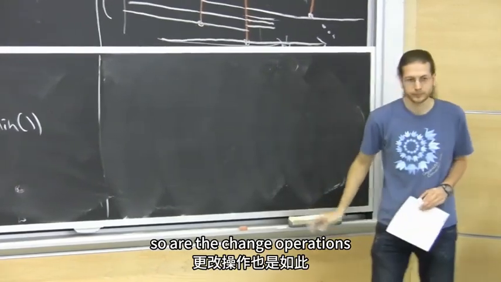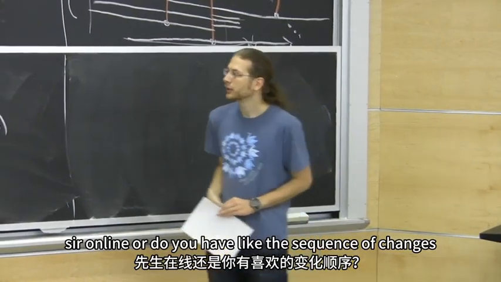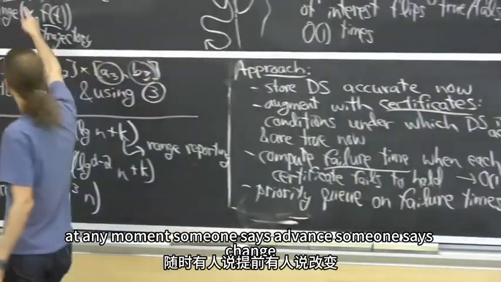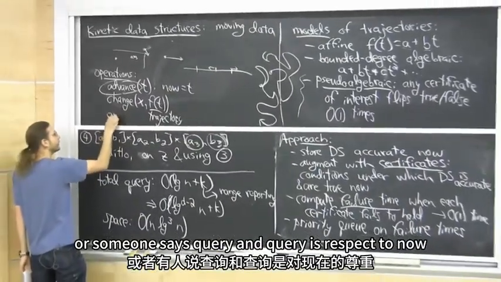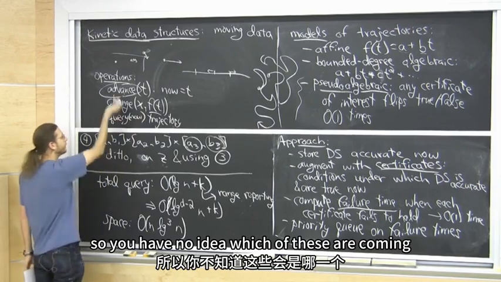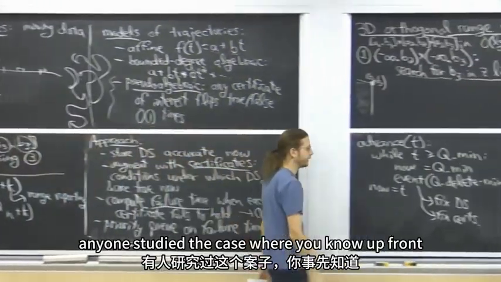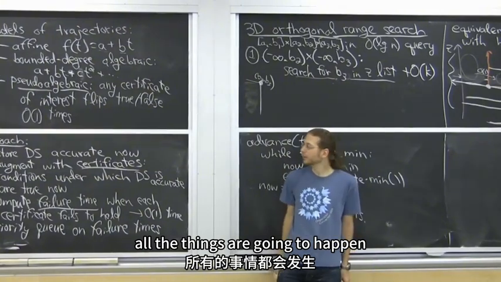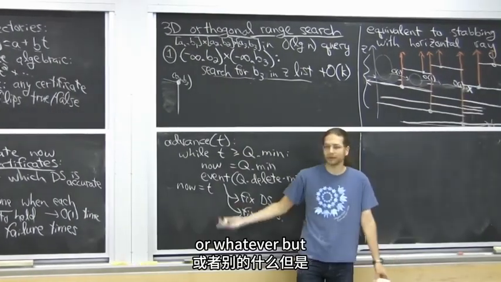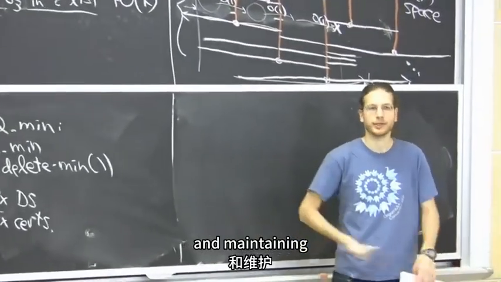Are the change operations sort of online, or do you have the sequence of changes that you're going to do? All of these operations are online. So at any moment, someone says advance, someone says change, or someone says query, and query is with respect to now. So we have no idea which of these are coming, in what order. Don't think anyone studied the case where you know up front all the things that are going to happen, though there are presumably applications for that. I mean, time can just be a euphemism for dimension or whatever. But a lot of the kinetic people actually really want to be tracking points and maintaining what's happening.